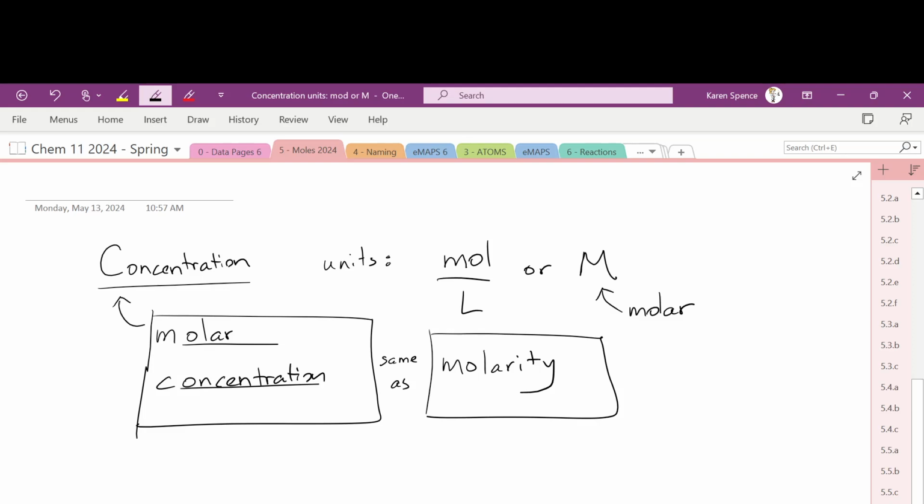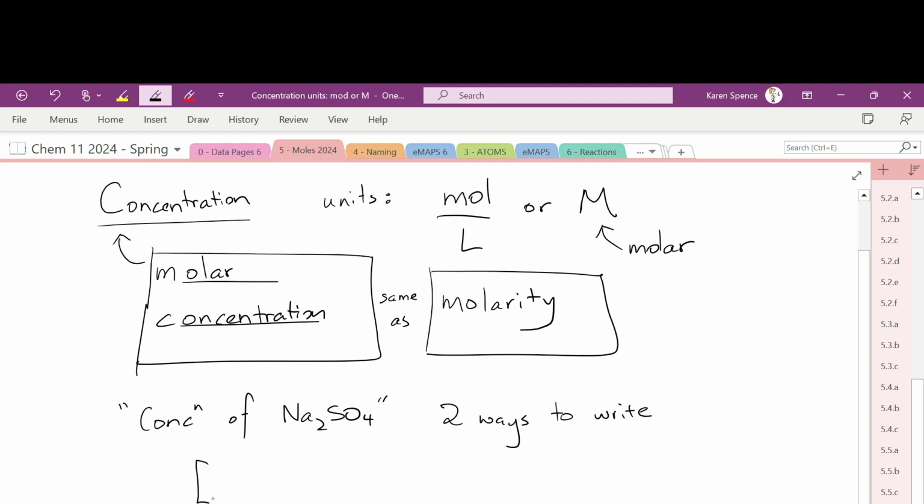What are two ways of writing concentration of Na2SO4? Square brackets, Na2SO4. Or the little c, and we make the Na2SO4 a subscript: c, Na2SO4.